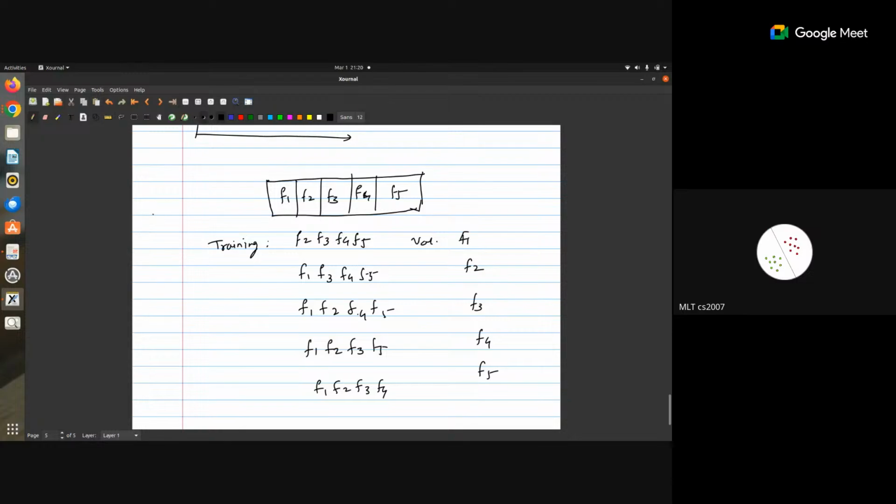So how many for linear regression? Five models. And for polynomial kernel 5 and Gaussian kernel 5. So total 5 plus 5 plus 5, total 15, right? Yes, sir.